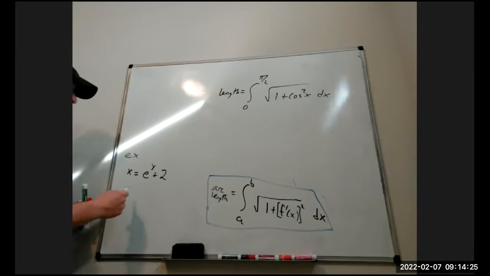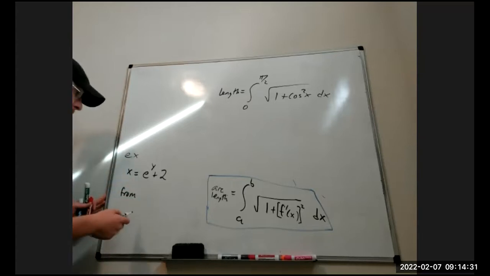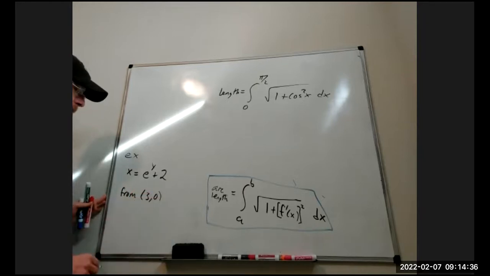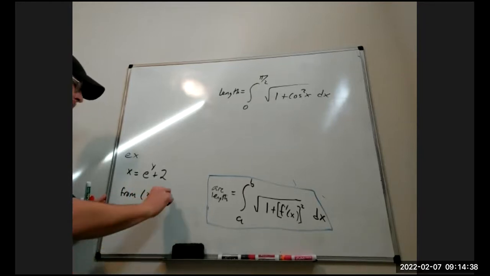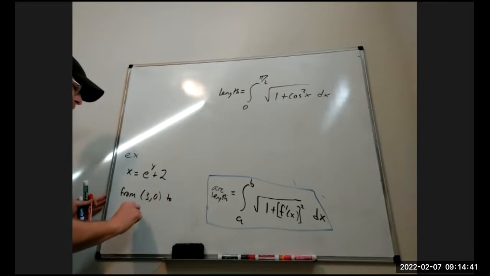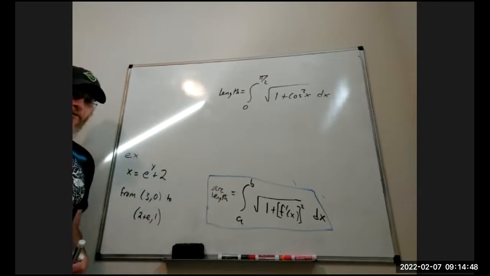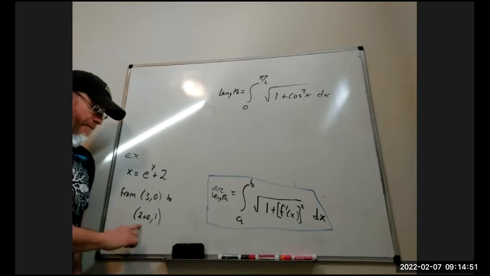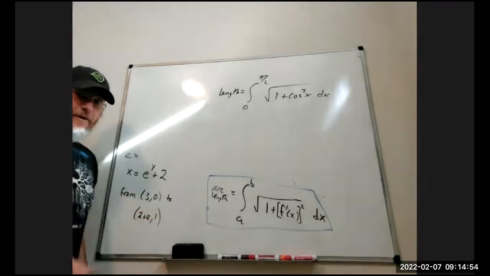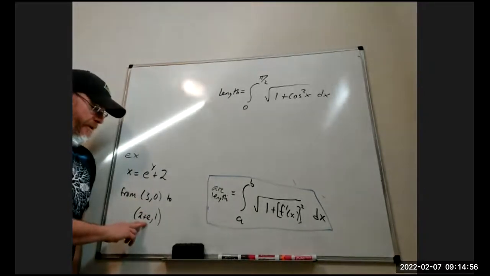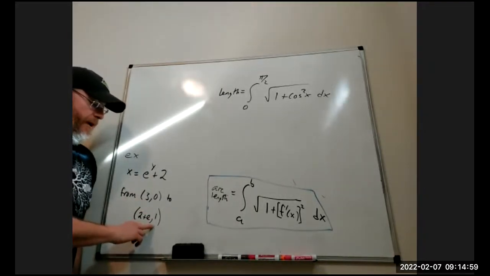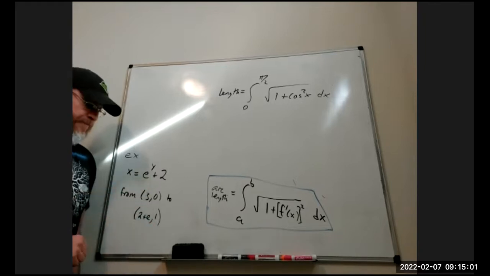And we're going to go from, say, I'll even give you some points here. Let's go from the point 3, 0 to 2 plus e, 1. And I know I really bugged you a lot by giving you a point that was 2 plus e, 1. But that is the x value that corresponds with the y of 1 when we have this equation.